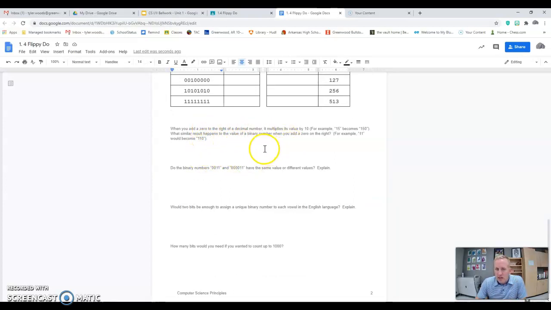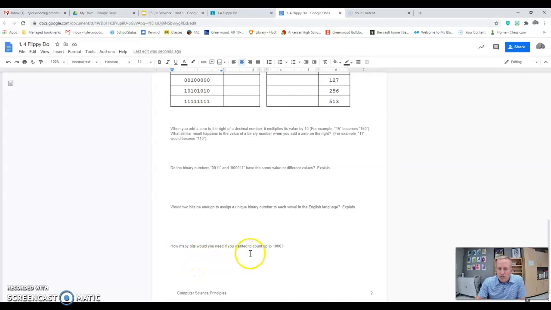Remember, this is the one that asks if you add a 0 to the right, what happens? This one asks if they add a 0 to the left, is there any difference? Make sure you write, explain, and use complete sentences. This one says, would 2 bits be enough to assign a number to each vowel? How many vowels are there in the alphabet? 5. So think about how many bits you would need to assign a number to each vowel in the alphabet.